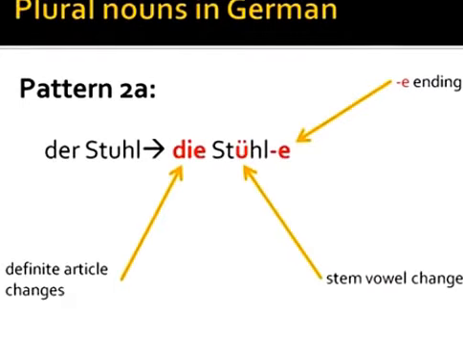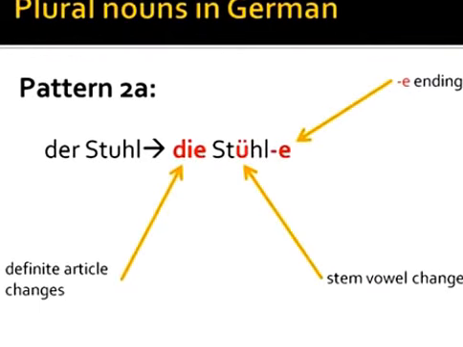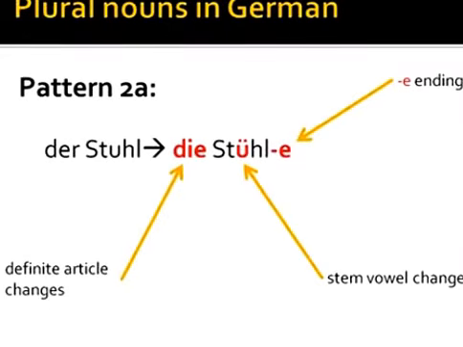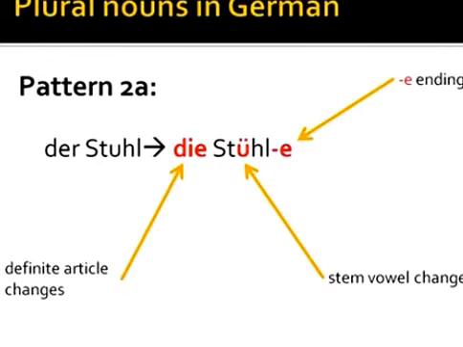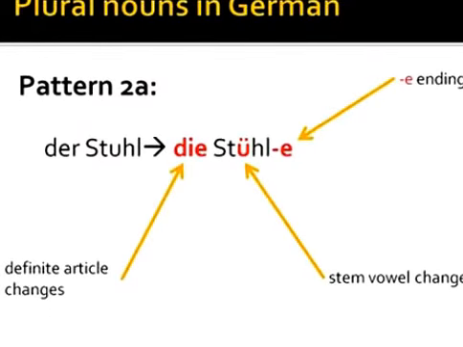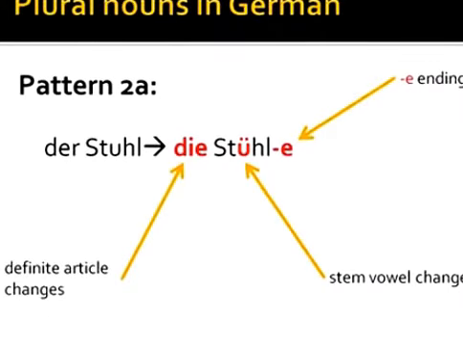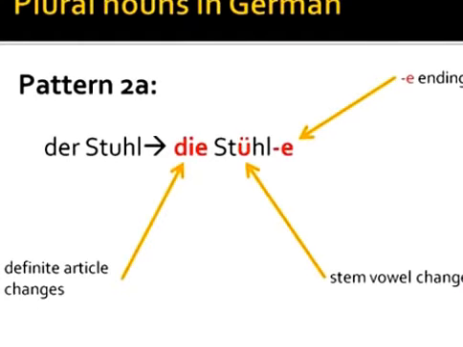The variation on that, again, has to deal with umlauts. Der Stuhl, the chair, masculine singular, the definite article changes to die plural. We still add an extra e ending onto the noun, but in addition, we also add a stem vowel change. Der Stuhl, die Stühle, which changes it to the chairs.